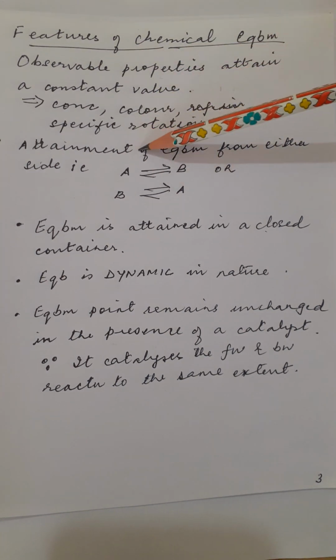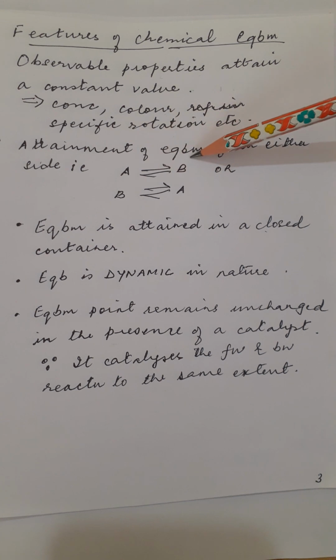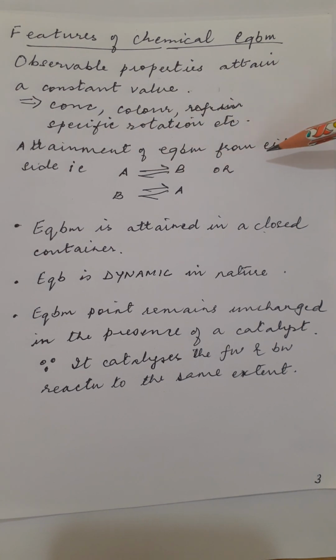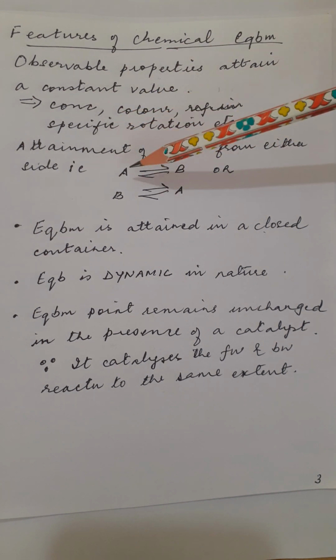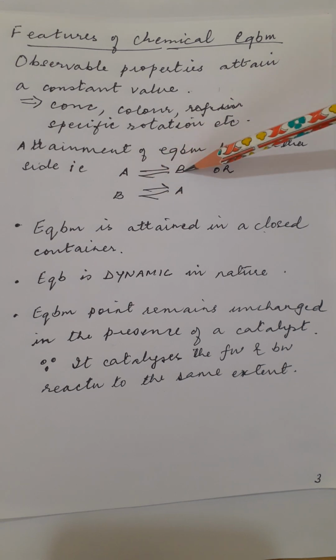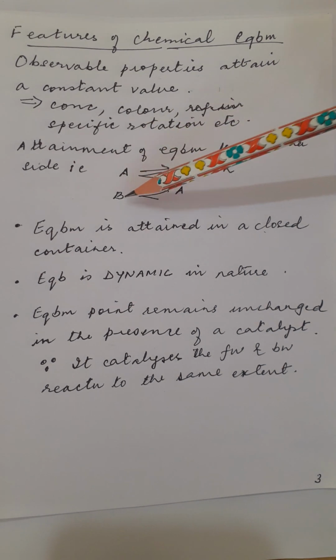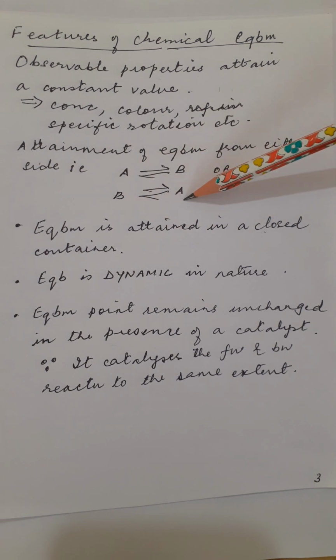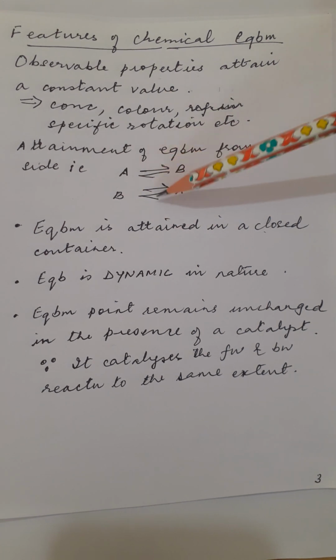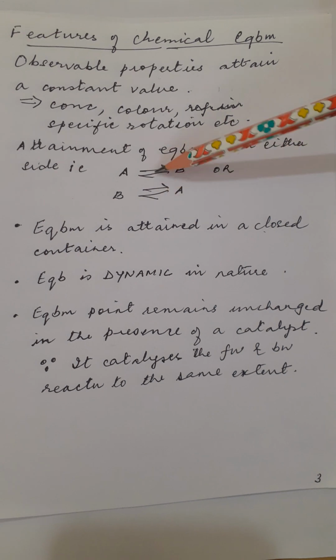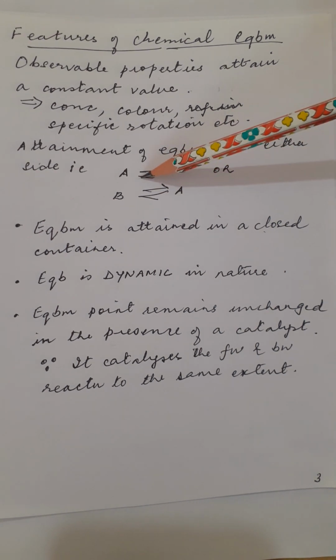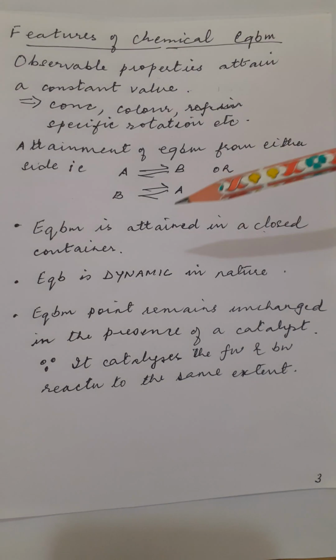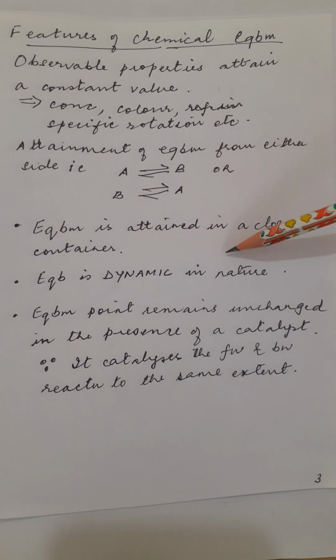We can also understand that attainment of equilibrium for a reversible reaction can happen from either side. If I began with A reversible B, my equilibrium will also be attained if I began with B changing to A. The situation is the same. Equilibrium status would be attained for either process when the rate of forward reaction is the same as the rate of backward reaction. Equilibrium is attained in a closed container.